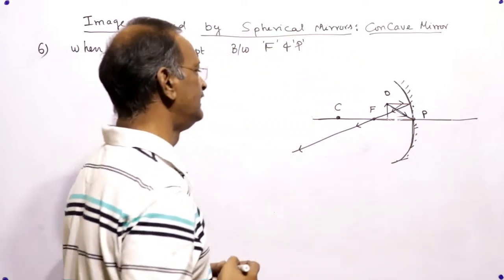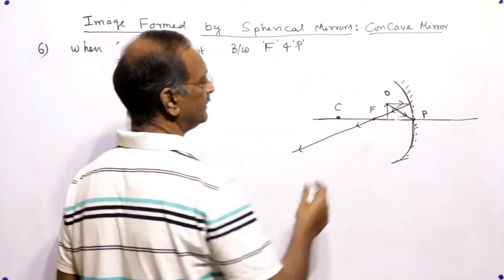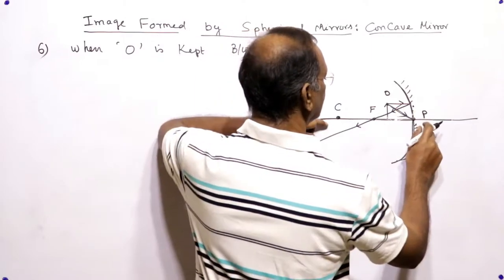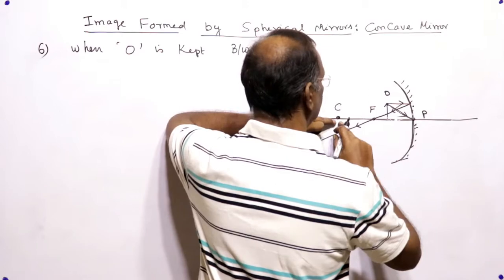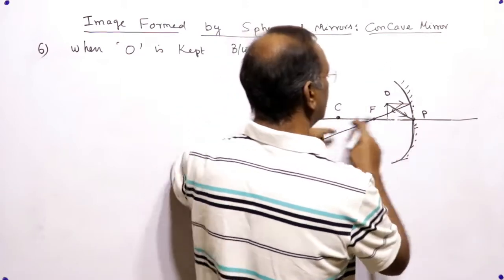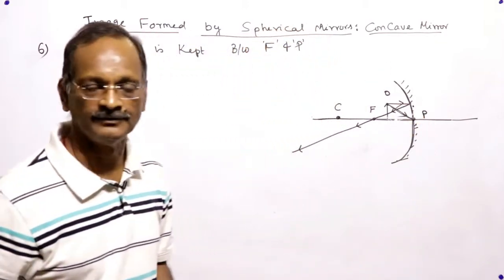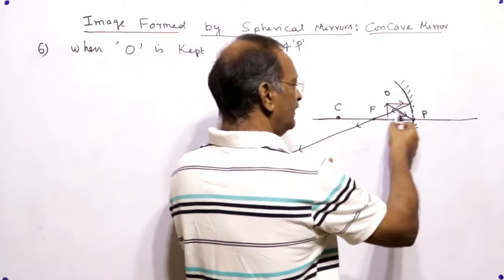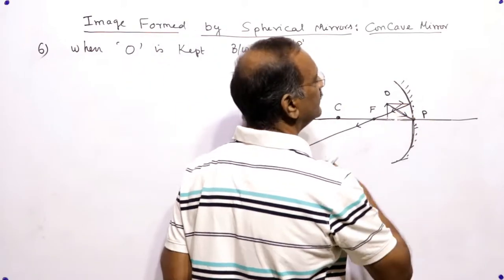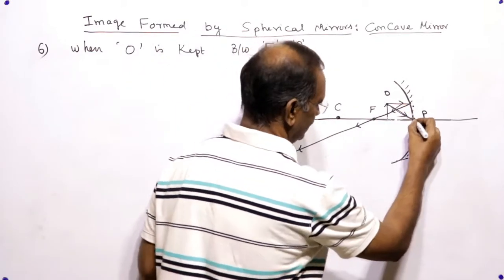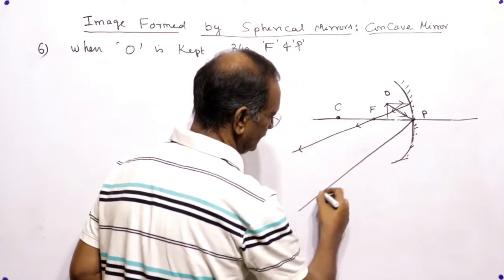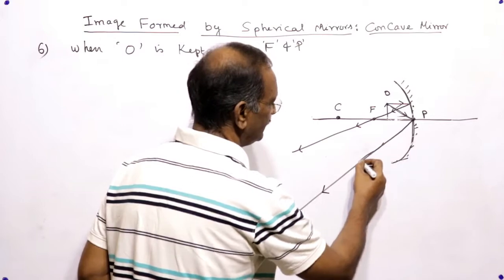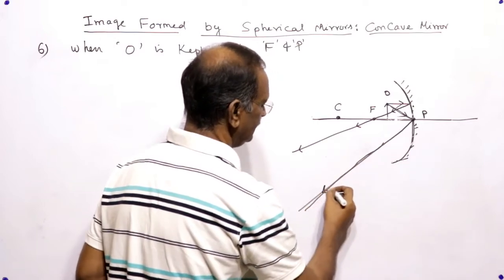When it is incident on the pole, after reflection, this is the normal. This is the normal for this point of incidence, because the normal for a spherical surface is always taken from the center of curvature up to that surface. With respect to the normal, the ray will reflect like this, with the angle like this, and then it will go like this.